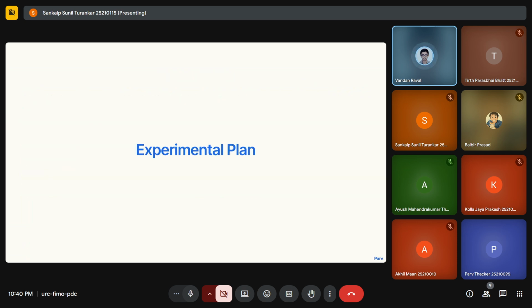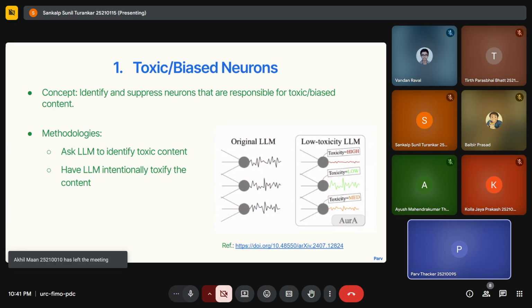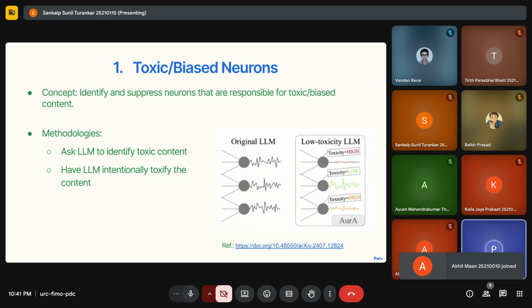The next is the experimental plan. Okay, so the experimental plan for our project: one of the approaches we are trying is the toxic or biased neurons. In this case, we are going to identify toxic or biased neurons and suppress them. There are two particular methodologies we are interested in. One of them is asking the LLM to identify toxic content, where we pass toxic content and hope the LLM would detoxify it or at least let us know this is toxic content, and in that case toxic neurons would be activated. Another one would be giving detoxified content to the LLM and asking it to toxify it. In that case also the toxic neurons would activate, and we would take a moving average of that and suppress those neurons.